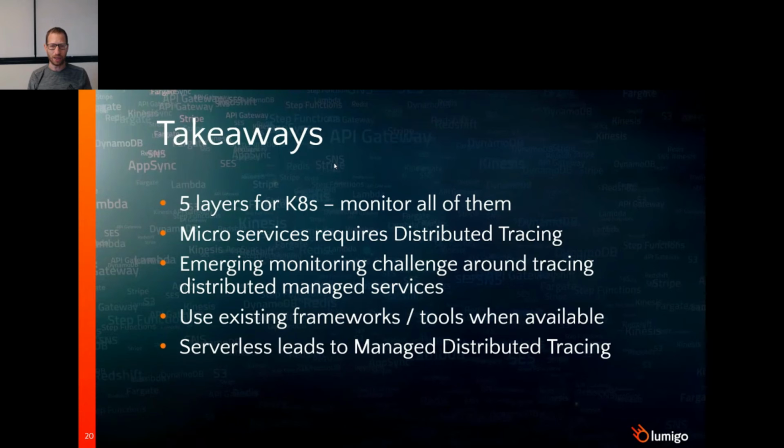There are emerging monitoring challenges, especially around distributed tracing in managed services. We talked about that. I showed you what distributed tracing can look like in a managed services environment. So one way or another, aspire, when you scale, to get to such visibility. And last, serverless leads to managed distributed tracing, because you cannot get to this level of observability and distributed tracing on your own today just by passing correlation IDs. Again, we talked about the walls and about the S3s that you cannot get across in an easy way.